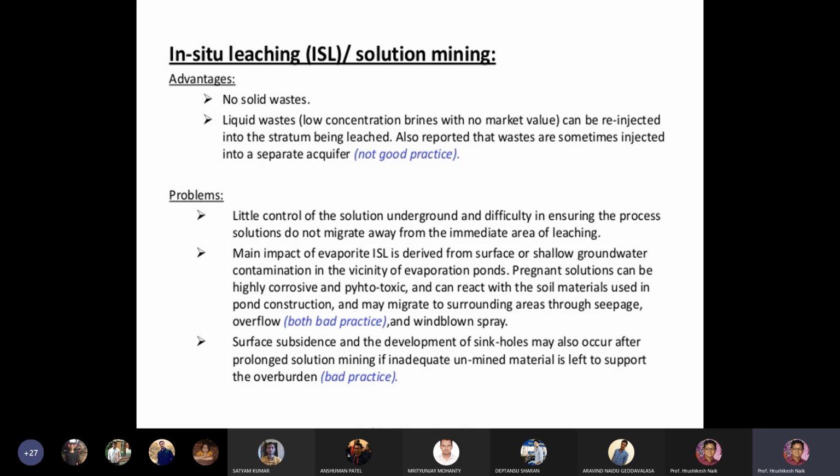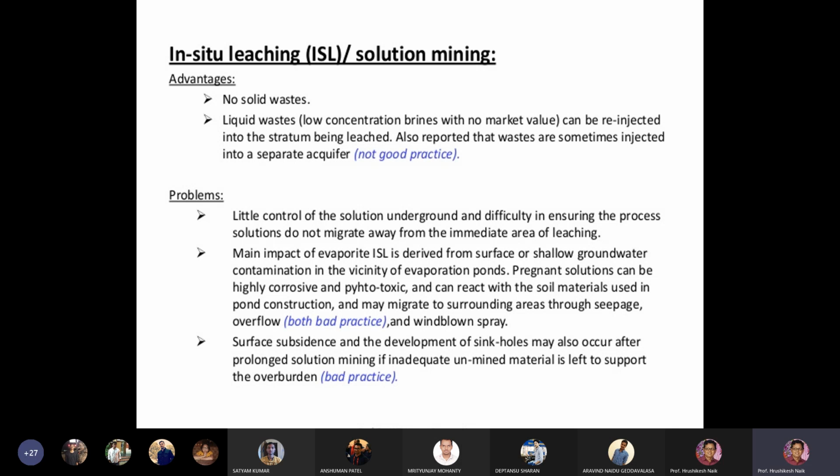The main impact of evaporation ponds is derived from surface and shallow groundwater contamination. Stagnant solutions can be highly corrosive and hypertoxic and can react with the soil materials used in pond construction, and may migrate to surrounding areas through seepage, overflow, and wind-blown spray.